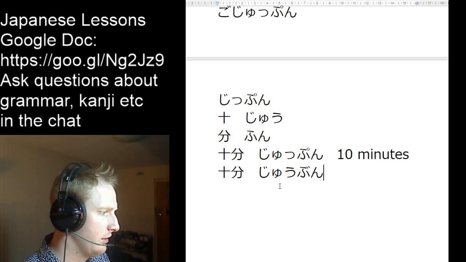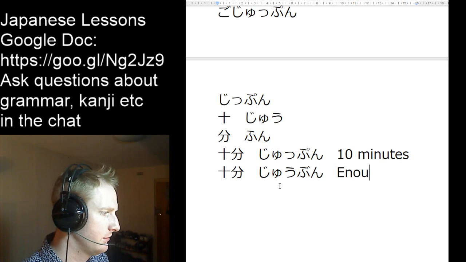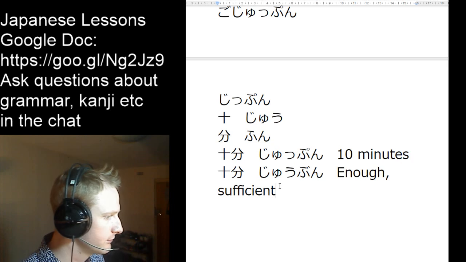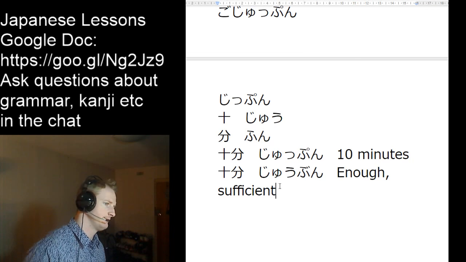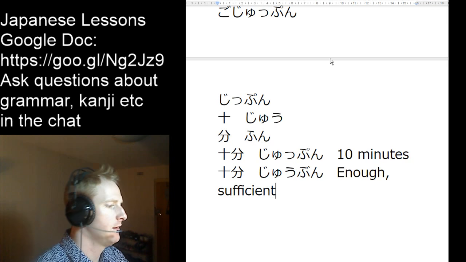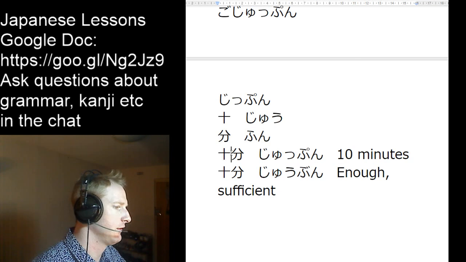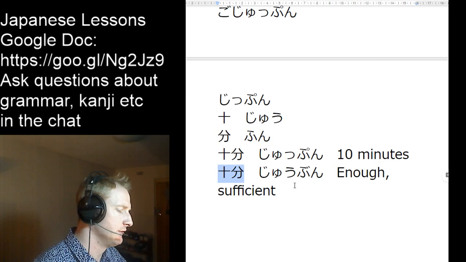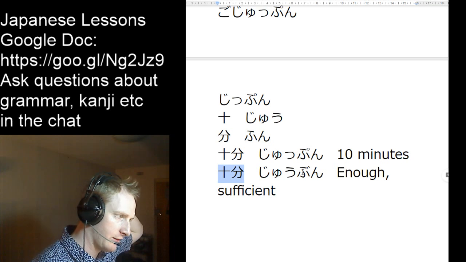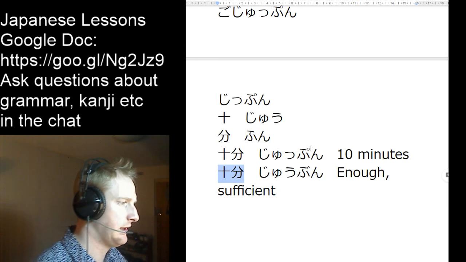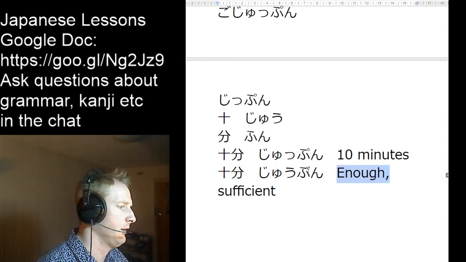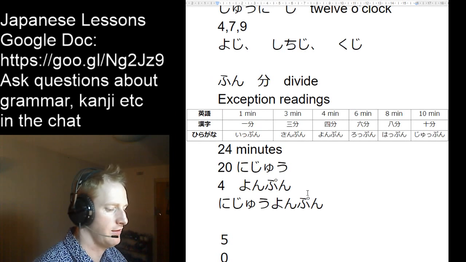This is more, it's like enough or sufficient. So jubun desu, like that's enough. So yeah, just keep in mind that there's no difference between these kanji. You really just have to go by context and go, well, are they talking about time or are they talking about being enough of something? Yeah, just keep in mind that these things happen quite a lot.